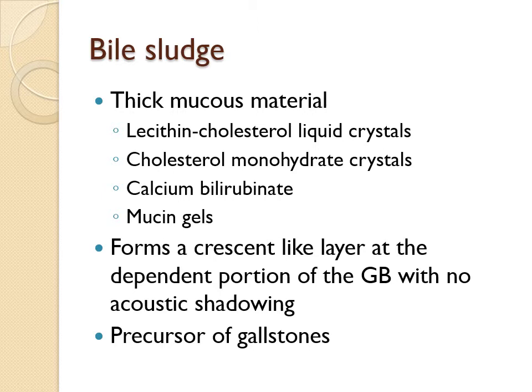Bile sludge is a thick mucous material made up basically of lecithin cholesterol liquid crystals, cholesterol monohydrate crystals, calcium bilirubinate, or mucin gels. So they form a crescent-like layer at the dependent portion of the gallbladder with no acoustic shadowing. Now this feature is very important to distinguish bile sludge from your gallstones. However, bile sludges are known to be precursors of your gallstones.